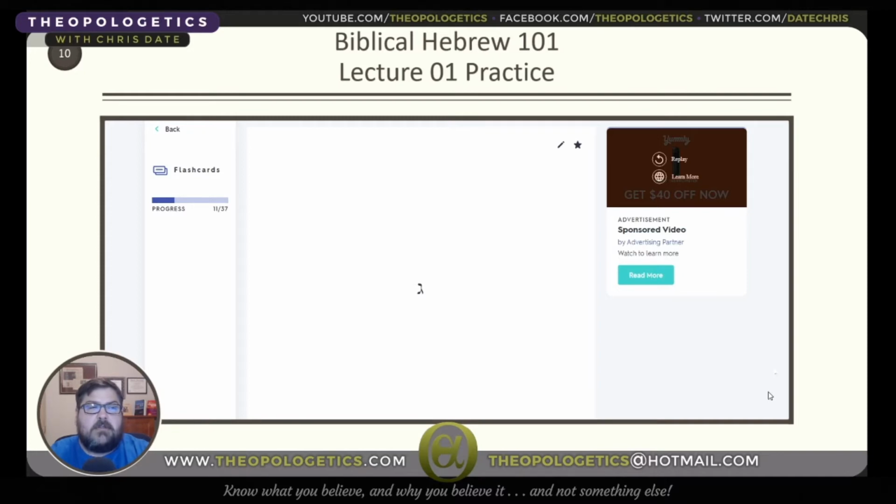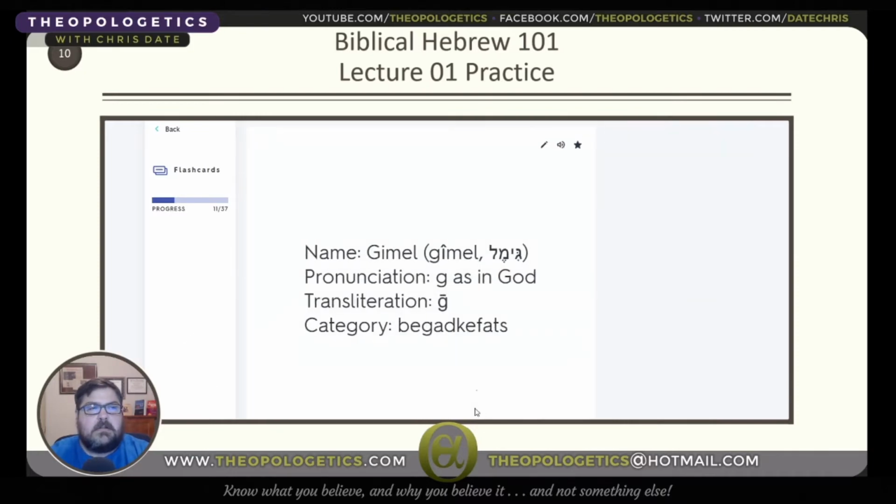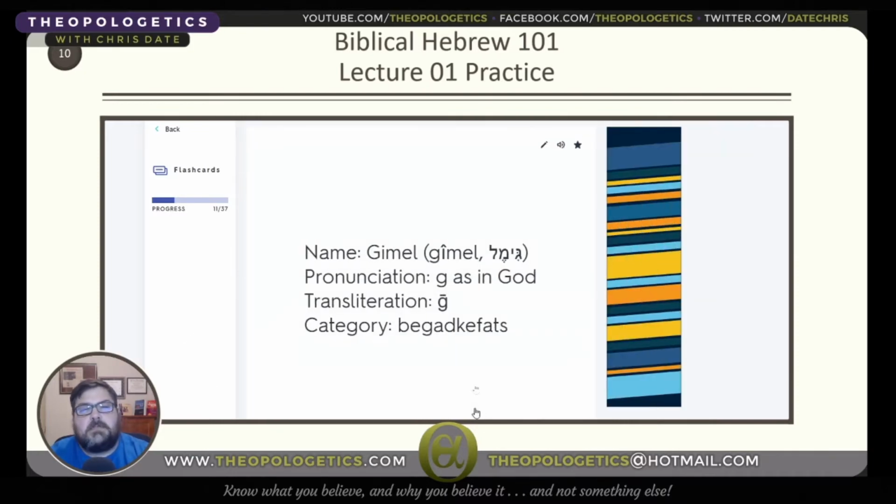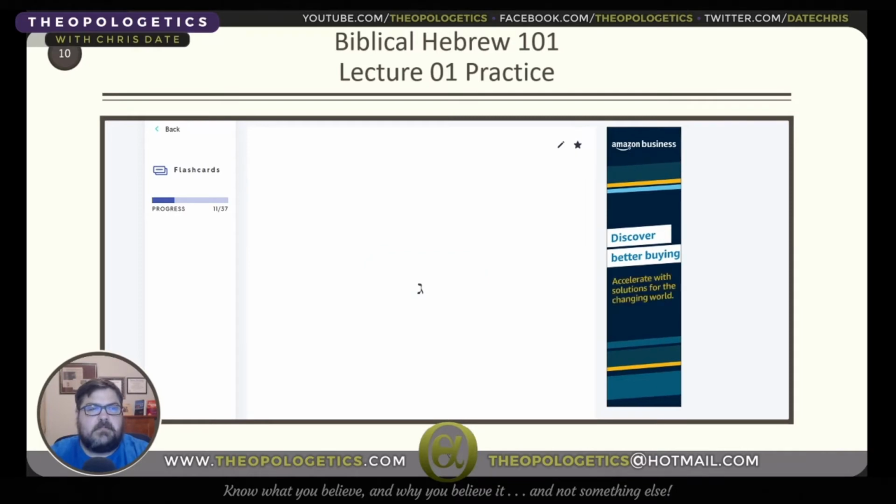Whether it has a dagesh or not, the gimel is pronounced like the G in God. Without the dagesh, it is transliterated as a G with a line above it. And this is in the category of begot kafats. Gimel, G as in God, G with a line over it, begot kafats. Next consonant.